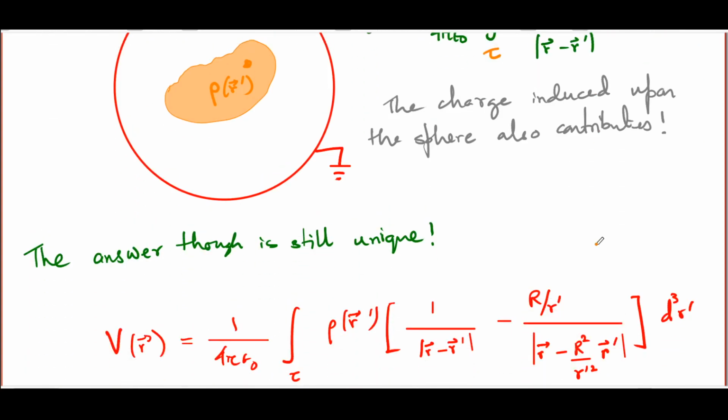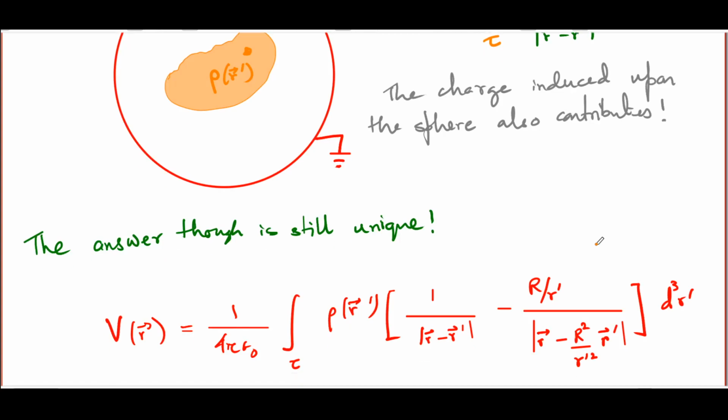The answer to this particular problem, however, is actually still unique. Only it's a way more complicated answer than the one that we had written down before. It's given by something which looks slightly similar. It is actually 1 over 4 pi epsilon 0 integral of rho r prime multiplied by a factor which is way more complicated than 1 by mod of r minus r prime. But it is actually similar in structure to the solution that we had before. Earlier we had 1 by 4 pi epsilon 0 integral over tau of rho r prime by mod of r minus r prime d cube r prime.